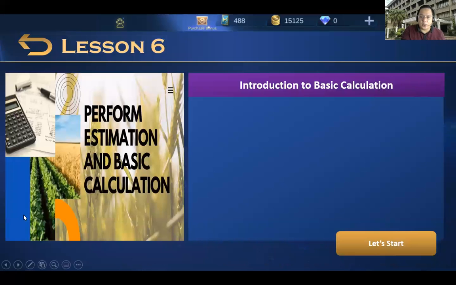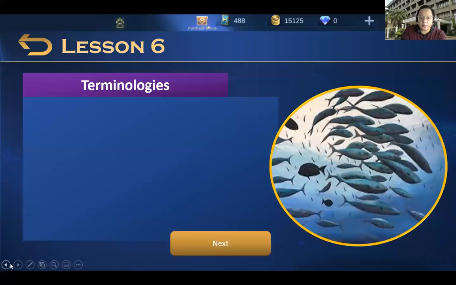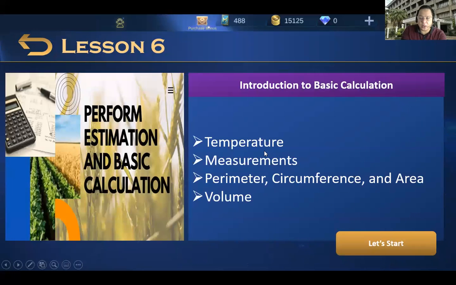Okay, so next, lesson number 6 is all about performing the basic calculation. For the introduction of the basic calculation, under this topic, we have the temperature subtopic, measurement, perimeter, circumference, and area, and also volume. We all know that the metric system of measurement is very important and useful in all fields of study, even in aquaculture. In fact, because of its international appeal, scientists adopted it as a basis of measurements.